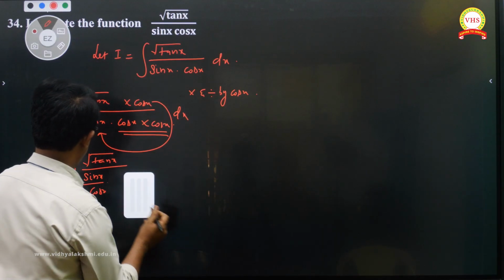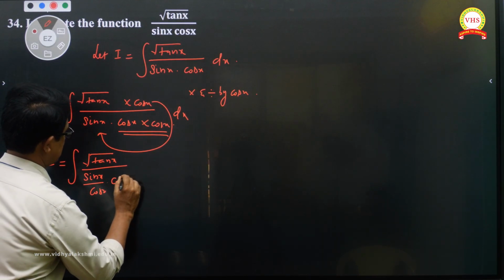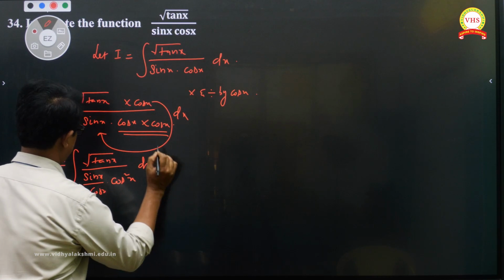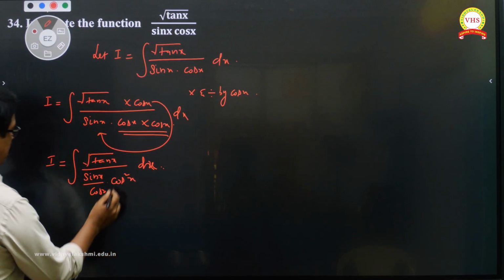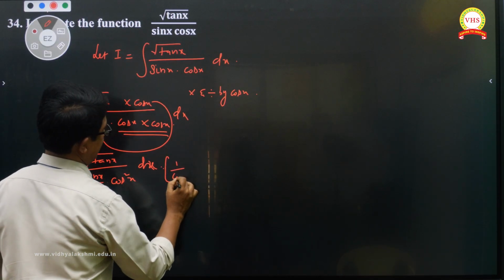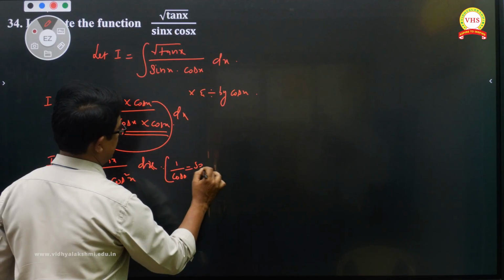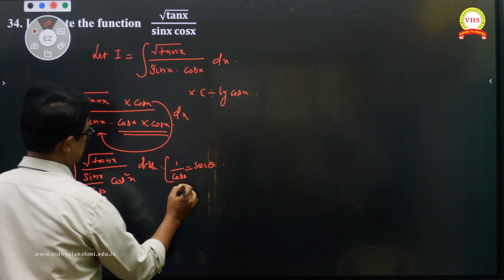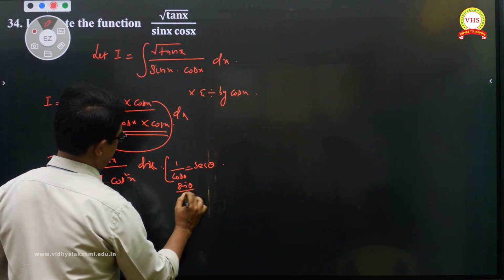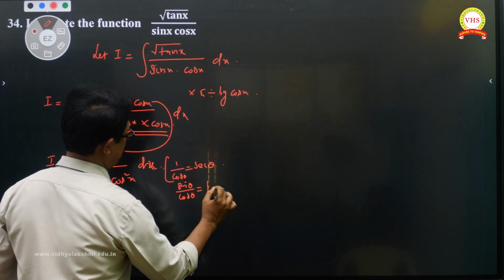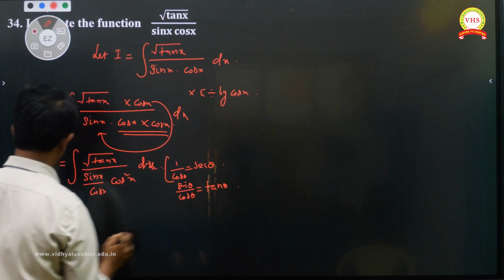Yes. That is cos square x into dx. Then what is 1 by cos square equal to? 1 by cos theta equal to secant theta. Likewise here, sin by cos, sin theta by cos theta. It's quite obvious, correct? Now what are we going to see?